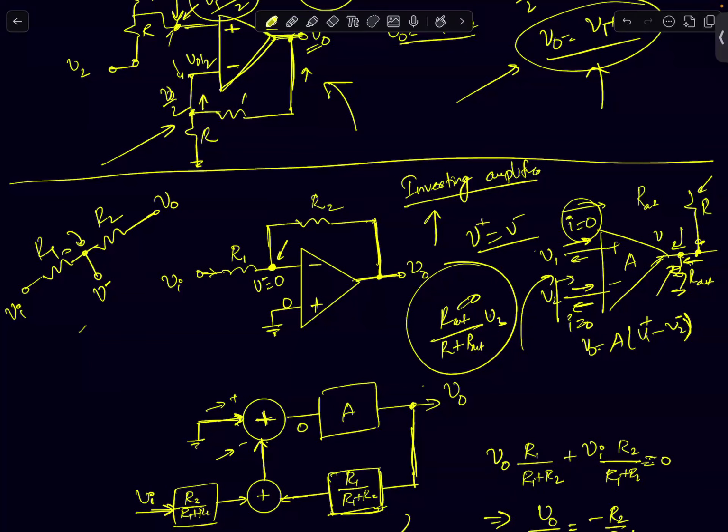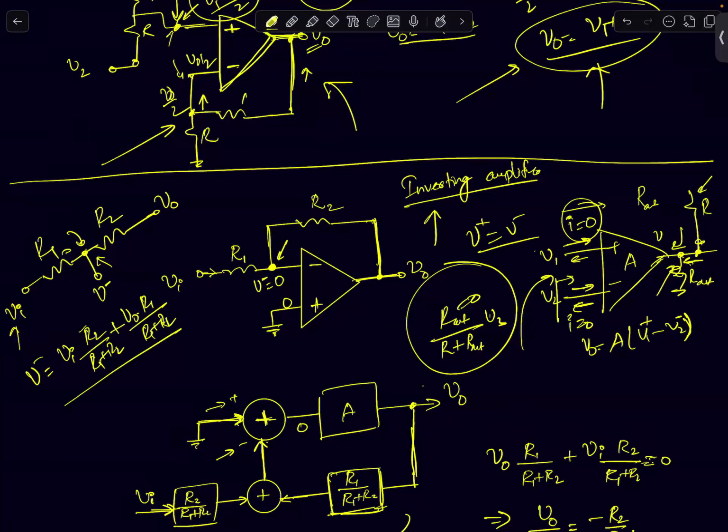I can simply use superposition like we did before and calculate it. And that V minus is going to be Vi into R2 by R1 plus R2, plus V0 into R1 by R1 plus R2. You can derive this by applying superposition. Assume Vi is 0, find V minus. Then assume V0 is 0 and find V minus, and add the two voltages. You will get this term.